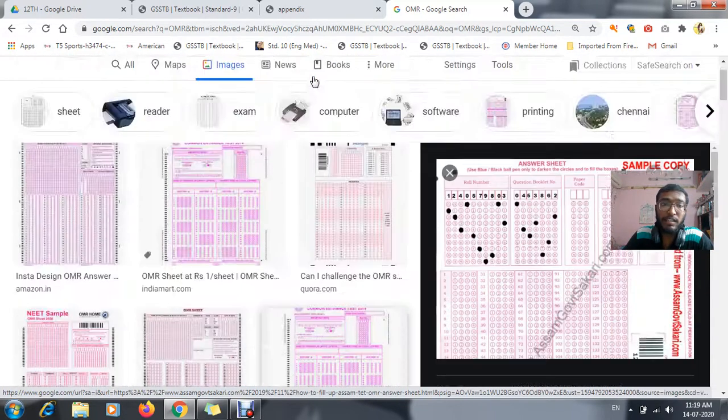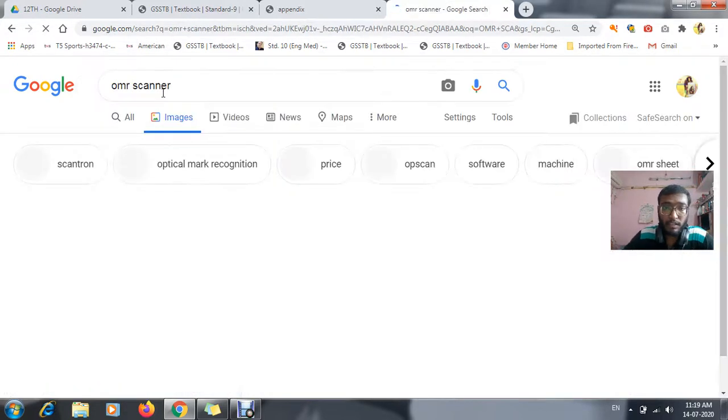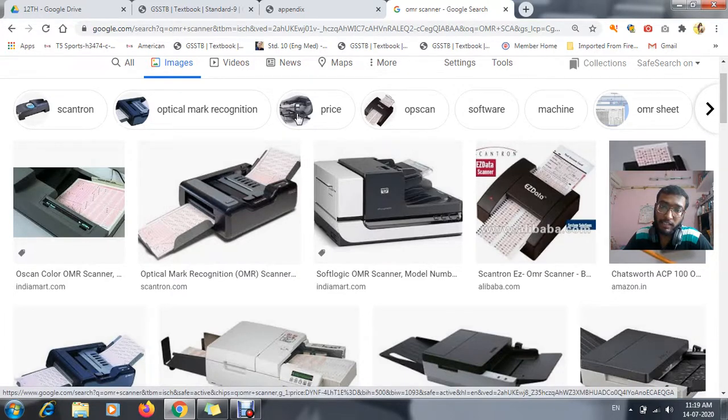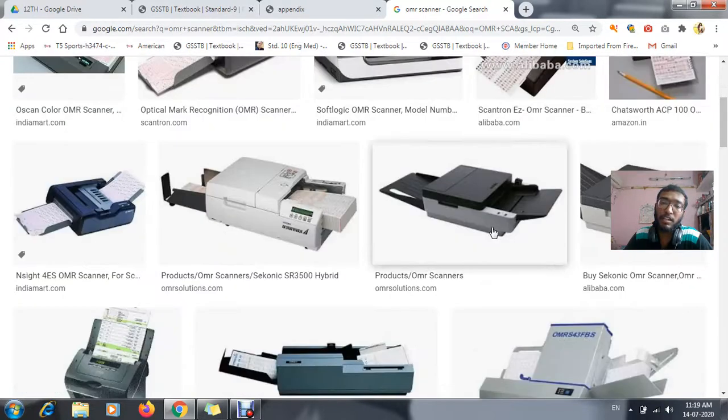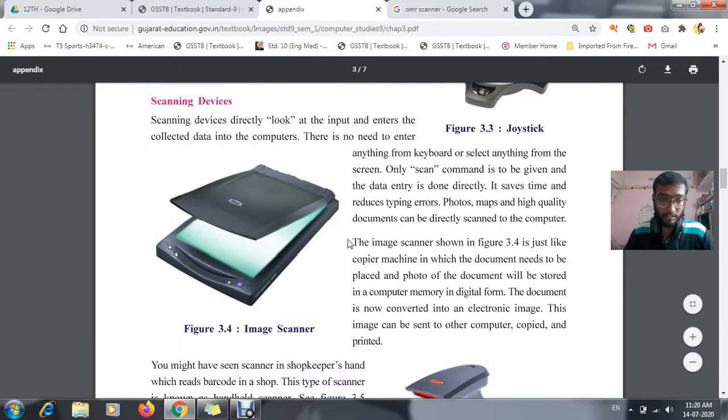This checking will be done in this type of machine, which is known as the OMR scanner. In your board exam also, next year when you will be in 10th standard, they will check with an OMR scanner. They just insert our paper into that scanner. Automatically it is scanned, checked, and your marks are entered in the computer. This is the best example of a scanner.